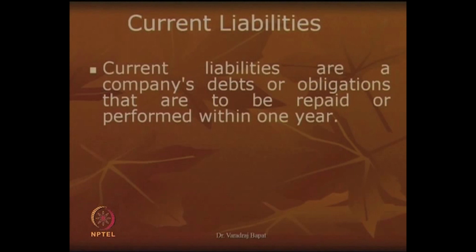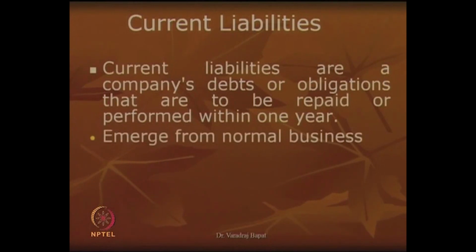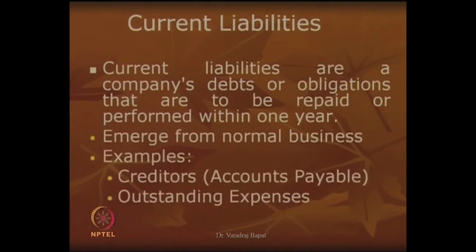Now, other than long term, the second type of liabilities are current liabilities. These are those obligations which are payable immediately, that is, within a period of 1 year. Typically, they emerge from day-to-day business transactions. Examples are listed here. One is creditor. I hope now you remember what a creditor is.